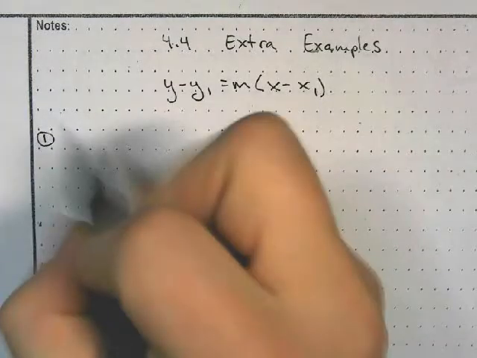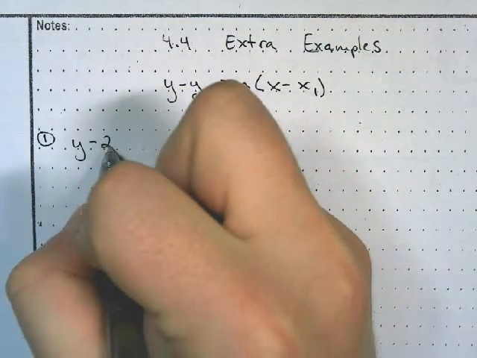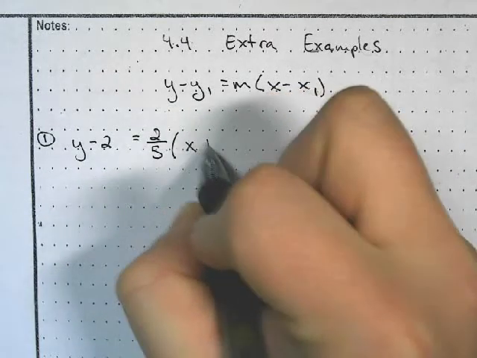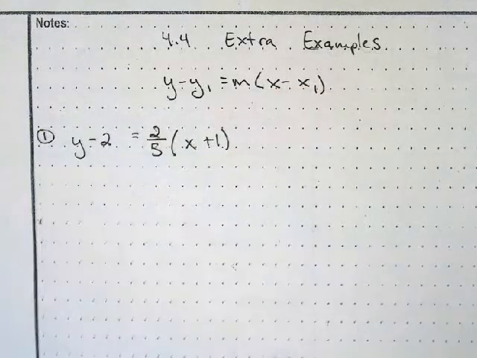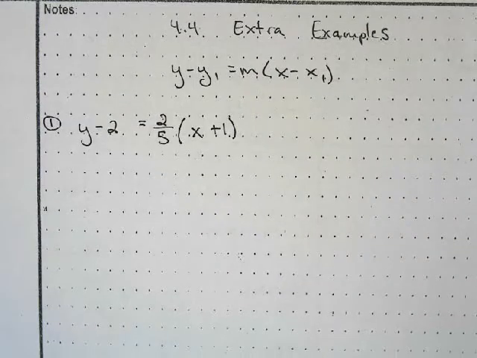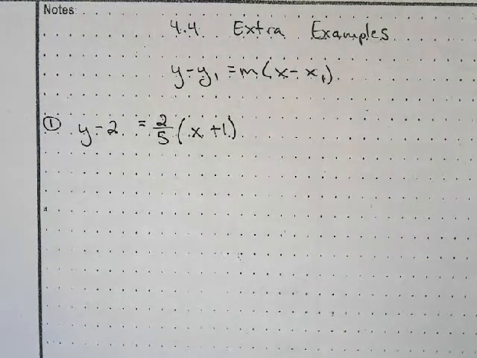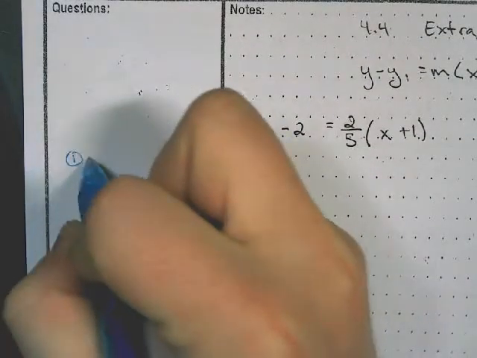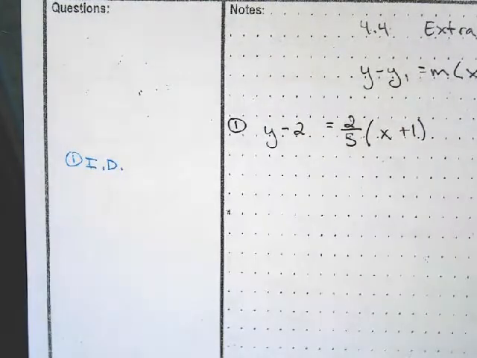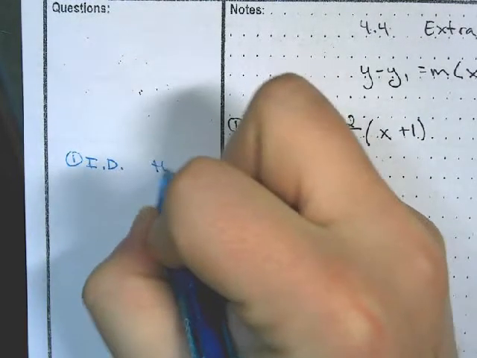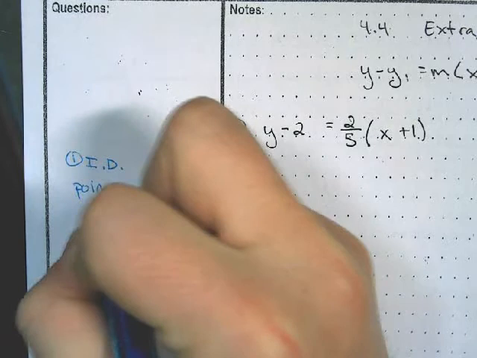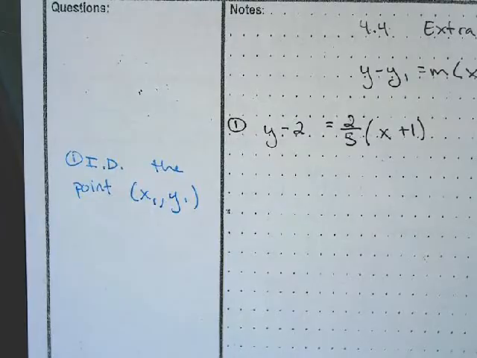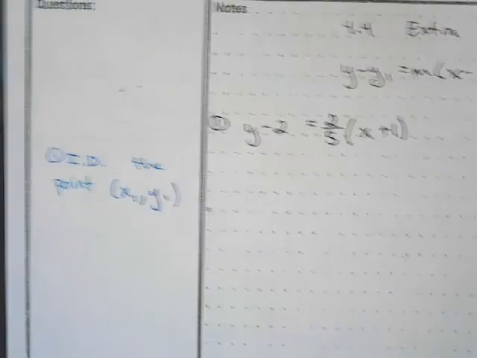So let's look at this equation. Y minus 2 equals 2/5 parentheses x plus 1. So I'm just following my steps where I want to identify the point x1 y1. So we'll use that opposite idea.